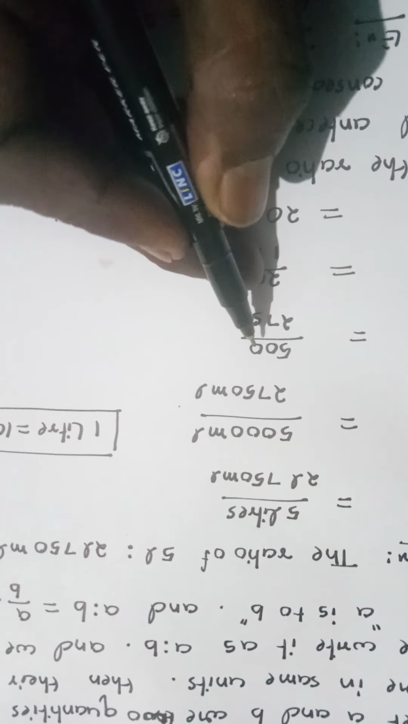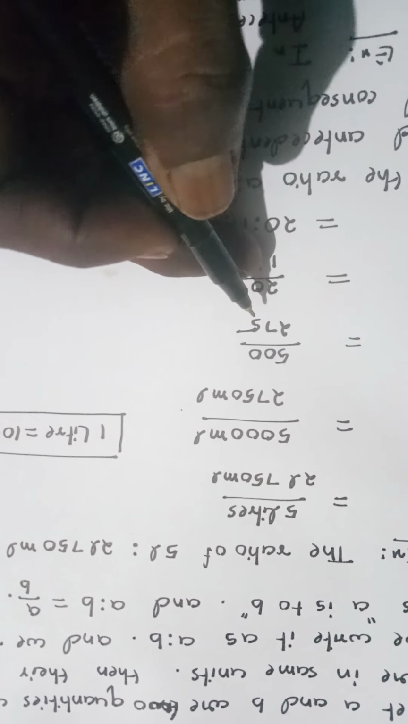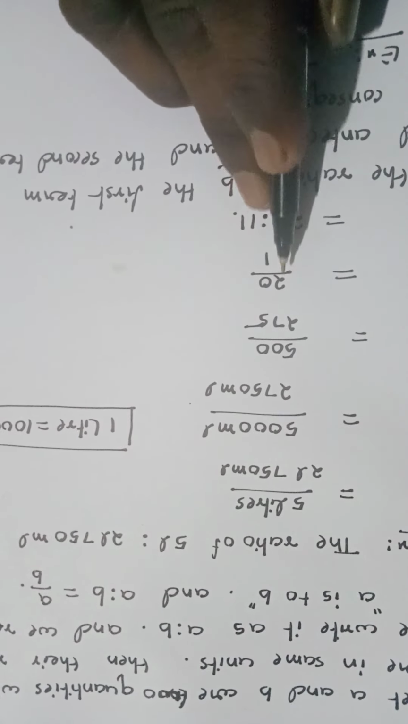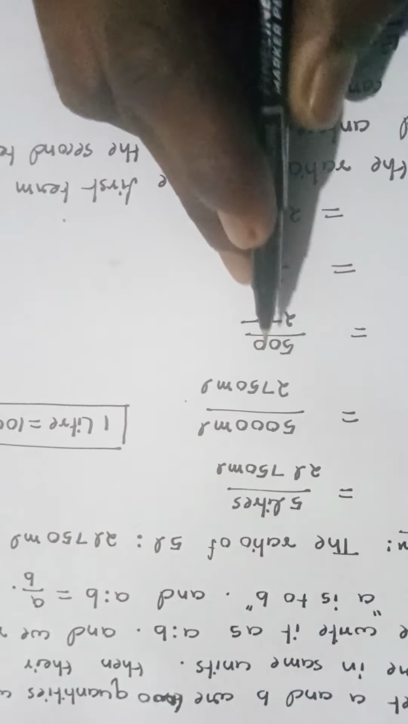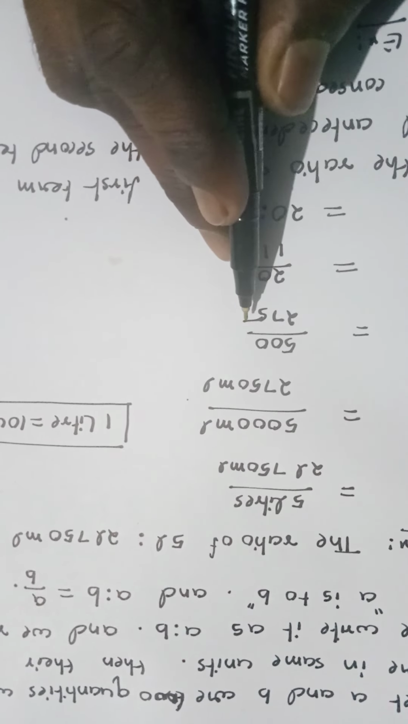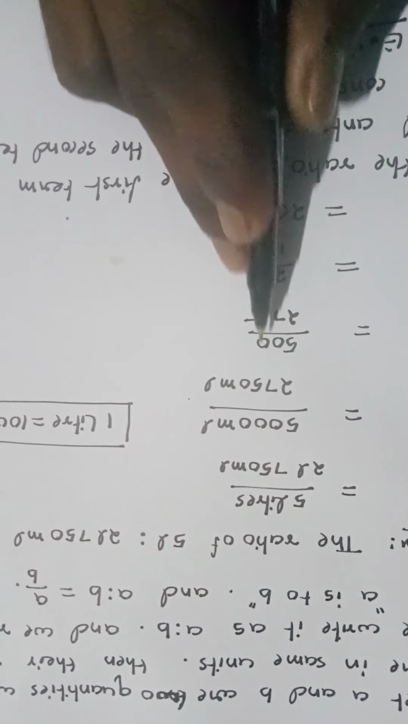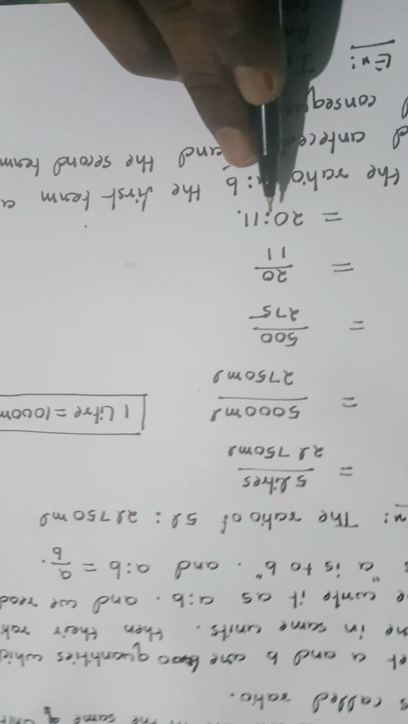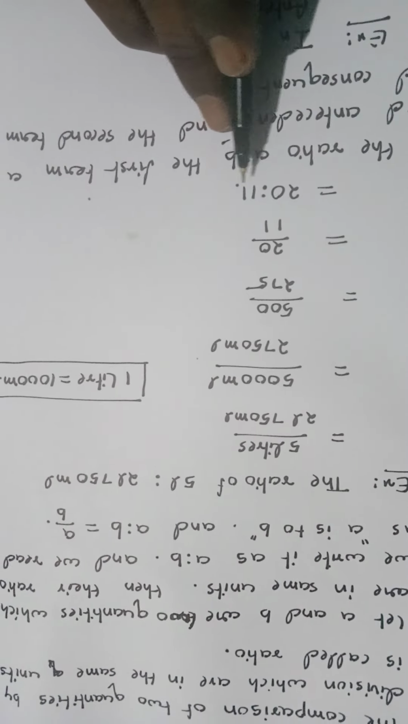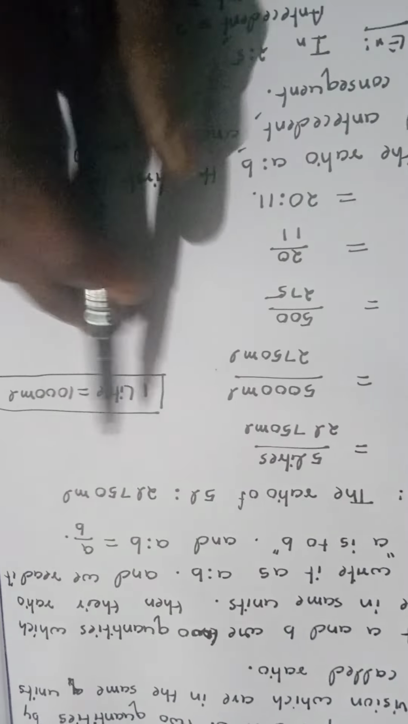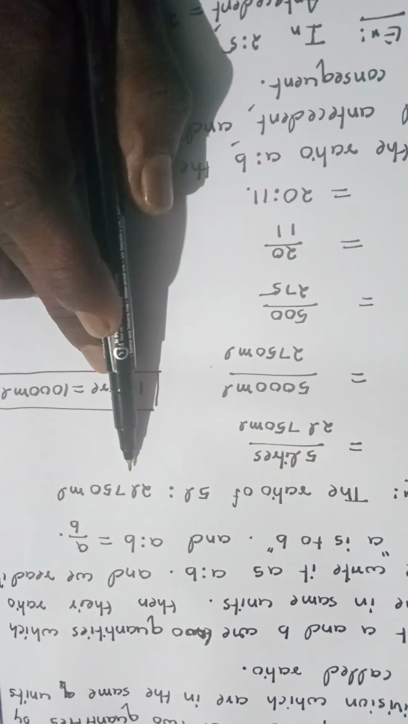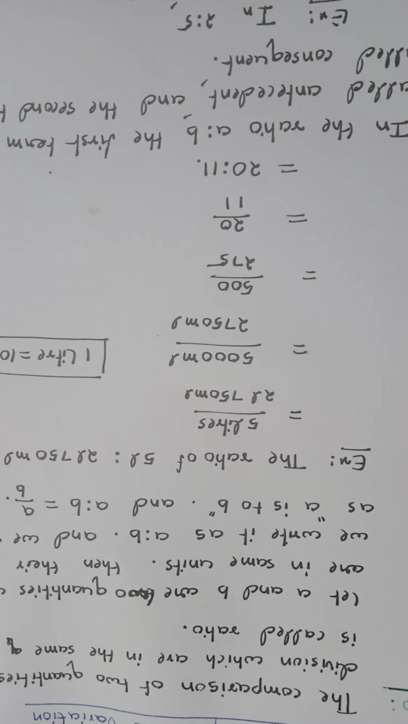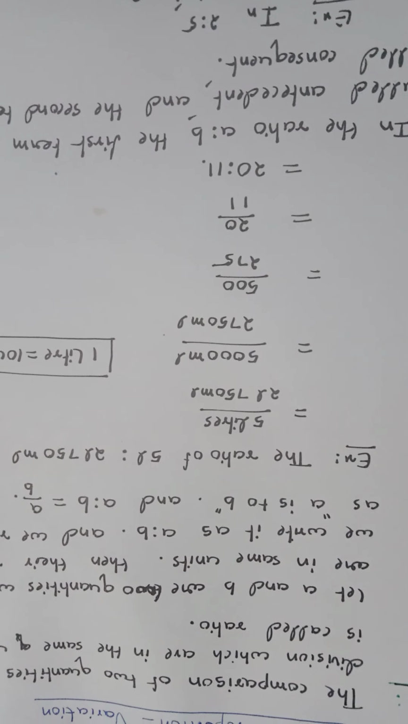After simplifying, dividing both terms by the common factors, finally we will get 20 by 11. We can see it in the 25 table: I divided both of them, then you will get 20 by 11, that is nothing but 20 is to 11. So this is the ratio between 5 liters and 2 liters 750 ml. Like that we need to find the ratio between any two quantities.